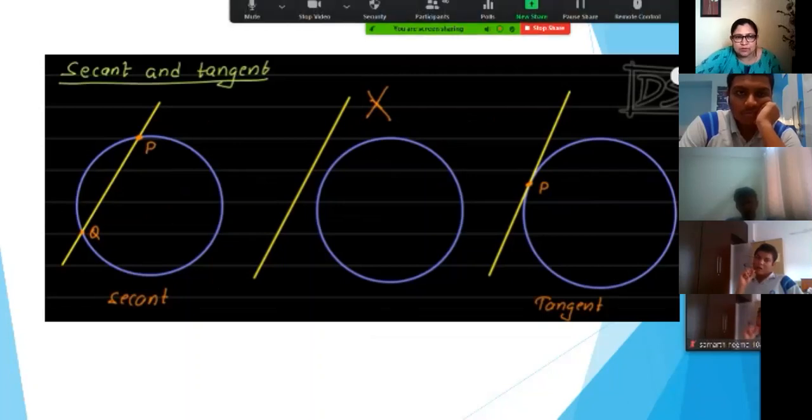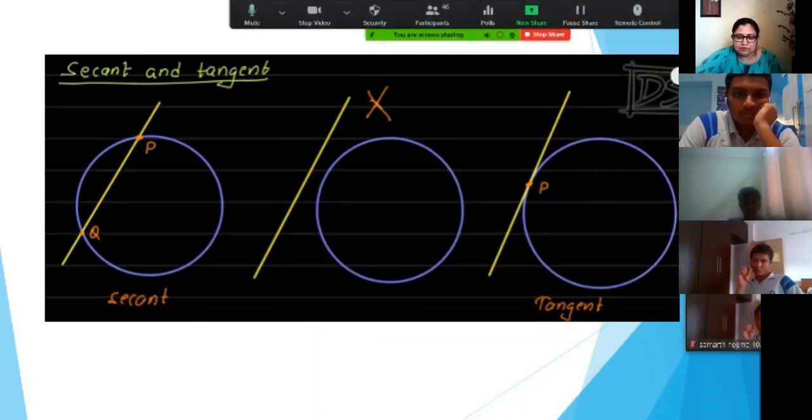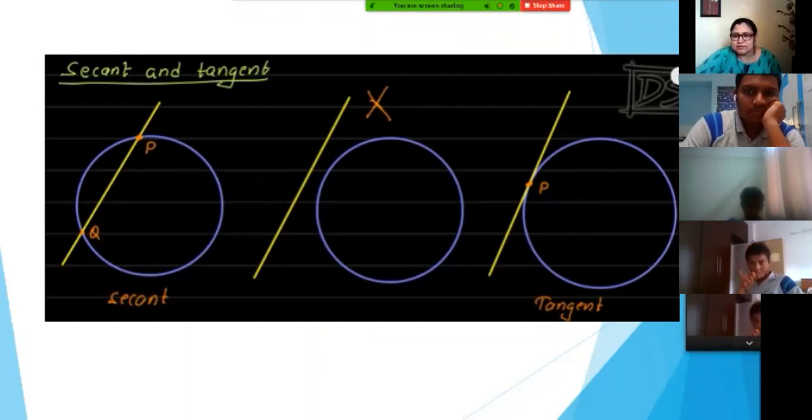Moving forward. What's a secant? Can somebody remind me what is a secant? Samarth, can you speak out if I say somebody? Samarth, what is a secant? Ma'am, it's a line passing through 2 points of the circle. A line passing through 2 points of a circle. Okay, fine.